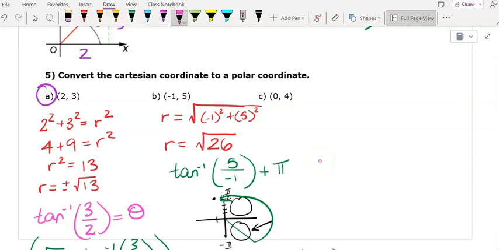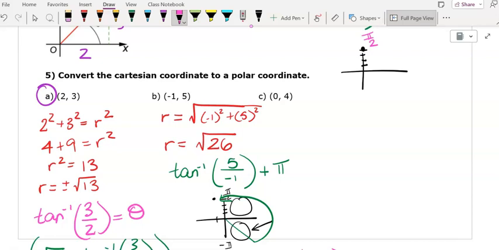Okay? And then 0, 4. Much like this one, let's think about where we're located. If I'm at 0, 4, that means that I'm not going side to side on my x-axis. I'm just going 4 up. Well, if that's in radians, where's that at? That's at pi over 2, isn't it?